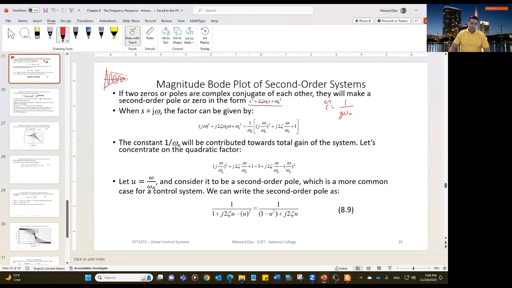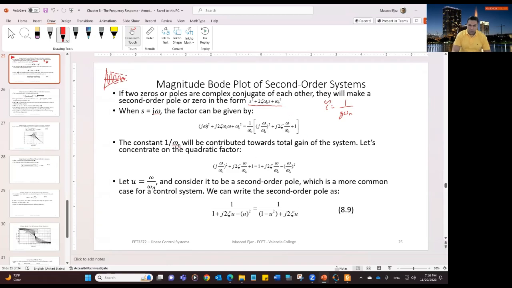So if you have that type of vector as a pole or a zero, let's discuss the pole because that is more common. But in general, if you have that type of vector, then when you put s equal to j omega, it's going to be (j omega) square plus 2 j zeta omega n omega plus omega n square. When you put s equal to j omega, you pull 1 over omega n out, and you can write the rest of the equation as shown. (j omega over omega n) square, which is coming from s square, plus j 2 zeta omega over omega n plus 1.